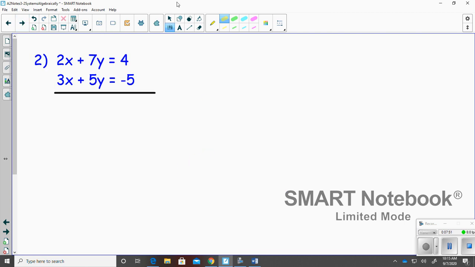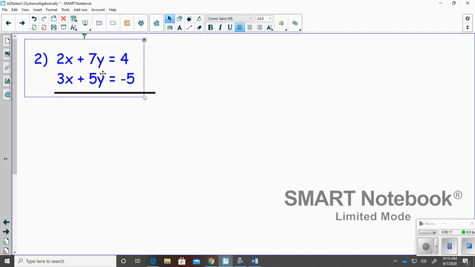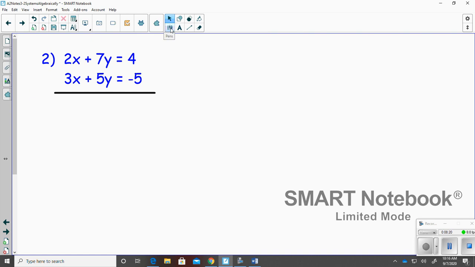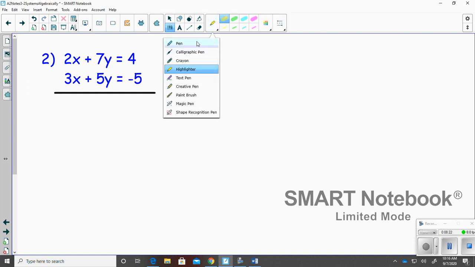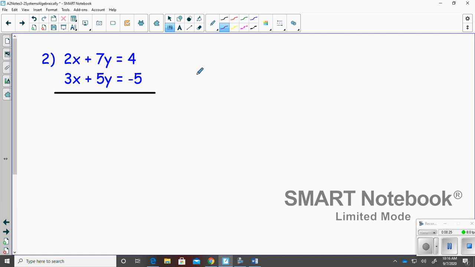Okay, example 2. I have 2x plus 7y equals 4 and 3x plus 5y is equal to -5. And I notice that everything's in standard form. The x's are lined up, the y's are lined up, and I have my numbers as well. What I don't like about this problem is that nothing's canceling for me. 2 plus 3 is not 0. 7 plus 5 is not 0. And so I'm basically going to have to take this problem and figure out a good way to get rid of either the x's or the y's.